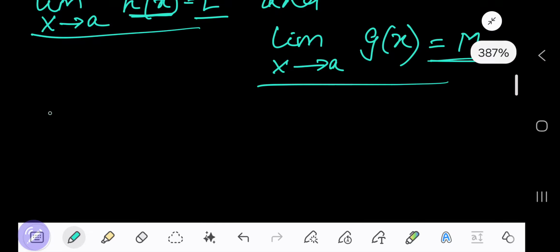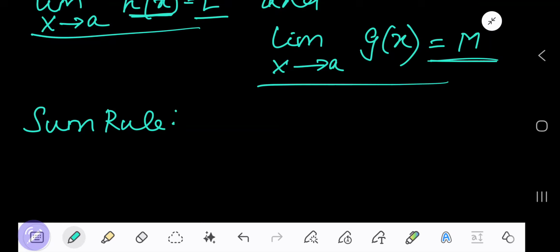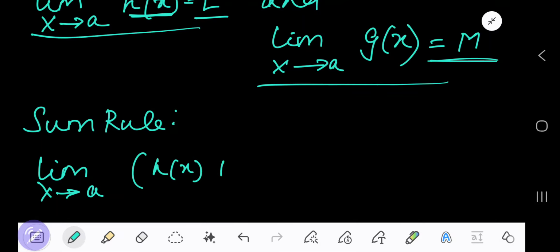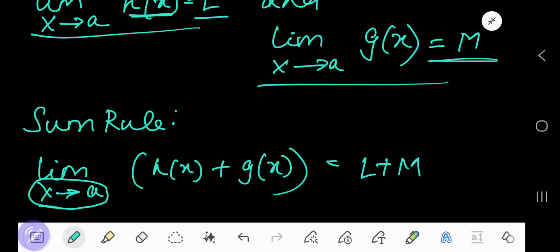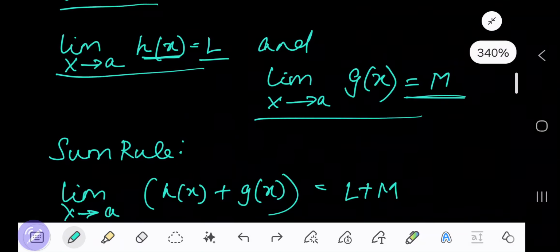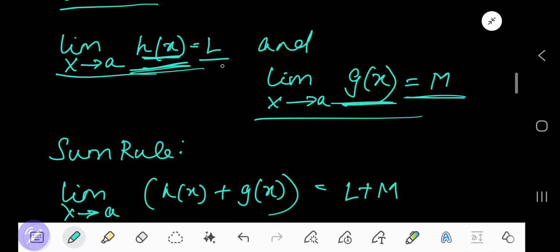Therefore we have a couple of rules, starting with the sum rule. The sum rule states that the limit as x approaches a of h of x plus g of x would be equal to L plus m. Here we can take x approaches a in common because both of our original limits have x approaching a. So the limit of this plus this equals L plus m.